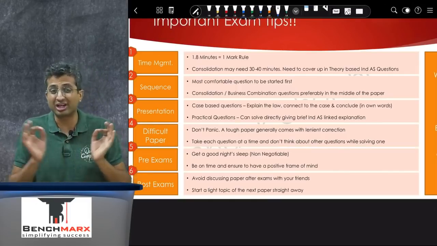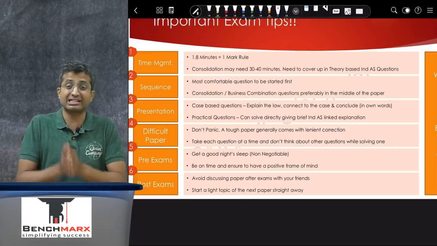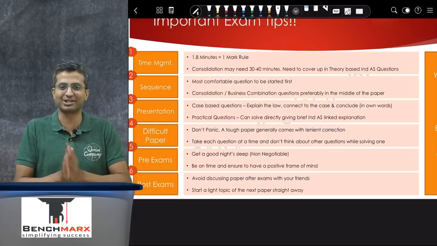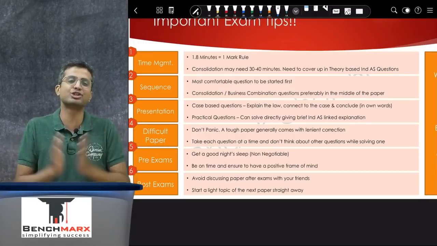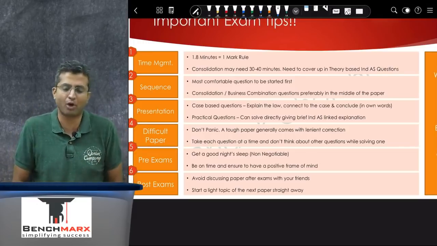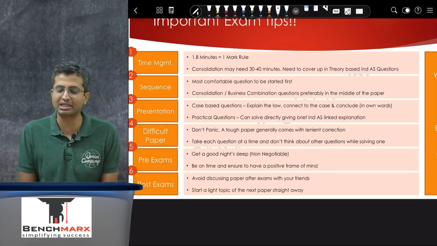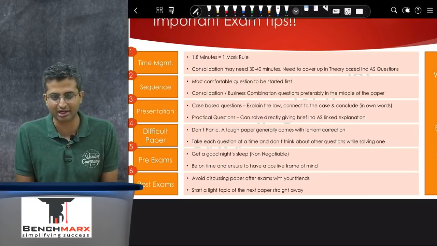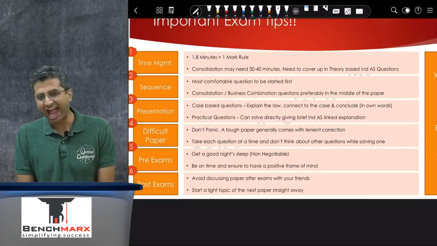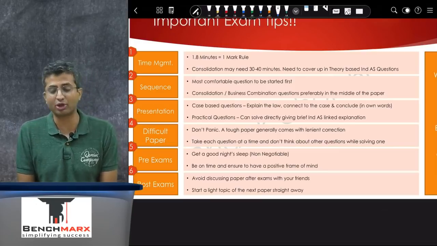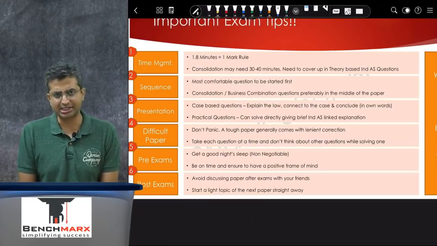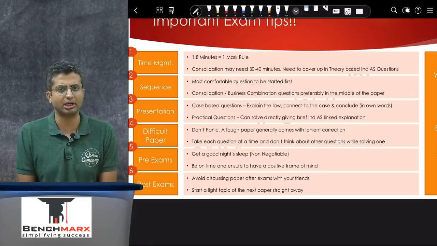Before your exams, ensure you get a good night's sleep. At least the day before the exam, ensure you get a good night's sleep. You need your brain to be at its best level of performance, and peak performance does not come with a tired mind. So ensure you get a good night's sleep, and avoid discussing the paper with your friends after the exam. Try to focus on the next paper.